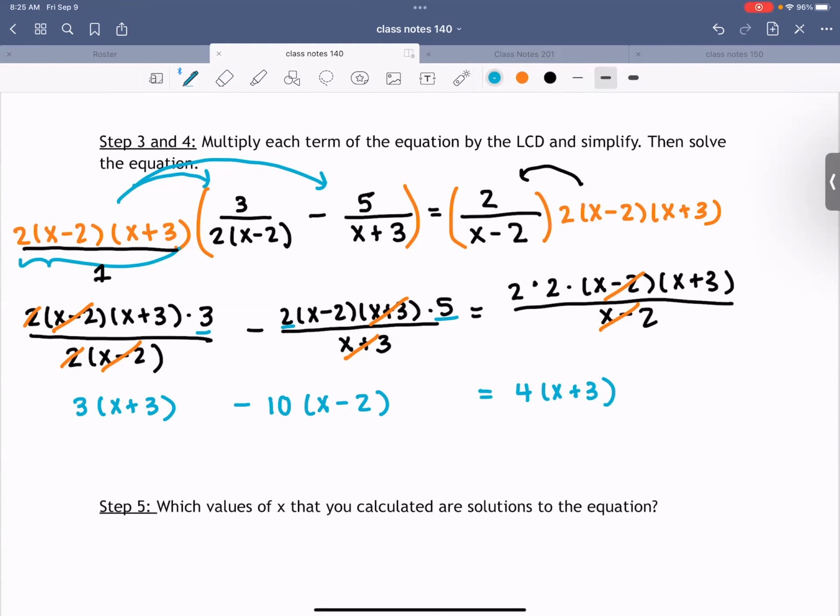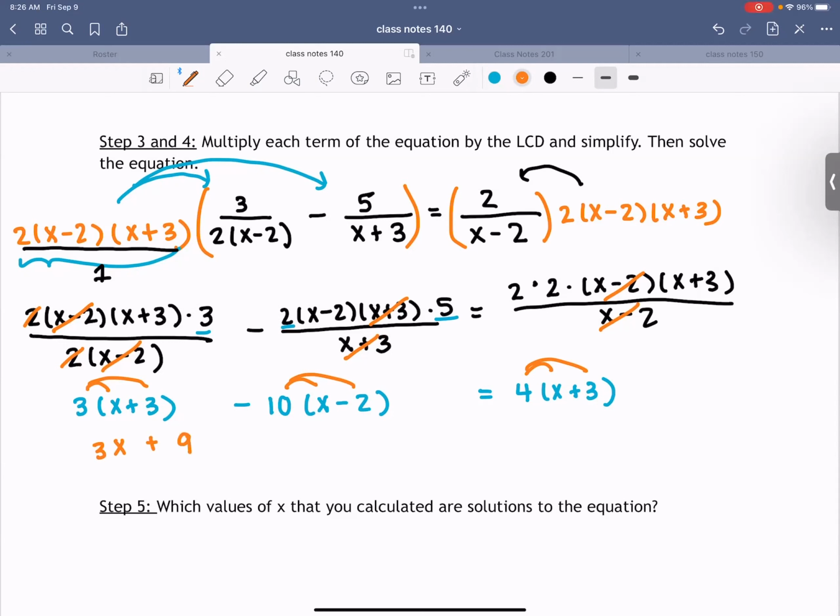Any ideas on what we can do next? Stephen? Yeah, we have multiplication by a bunch of added terms. I can definitely distribute everything here. So I'm just going to do that. 3 times x is 3x. 3 times 3 is plus 9.